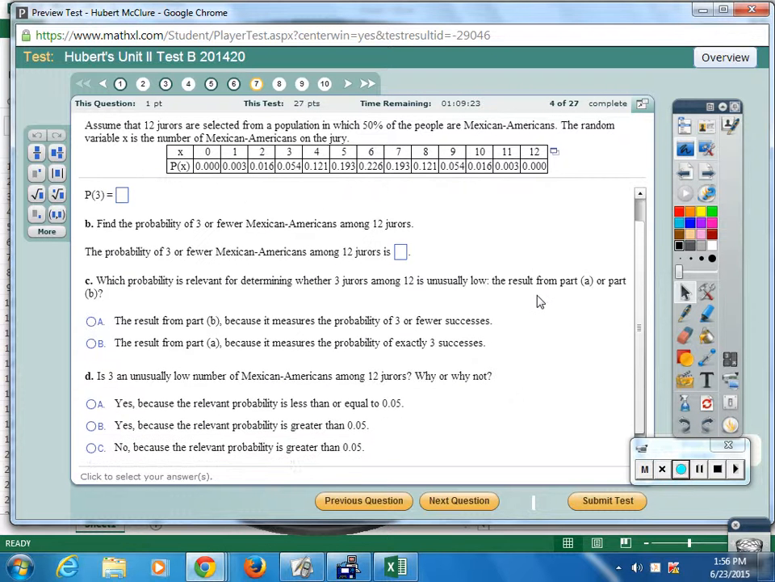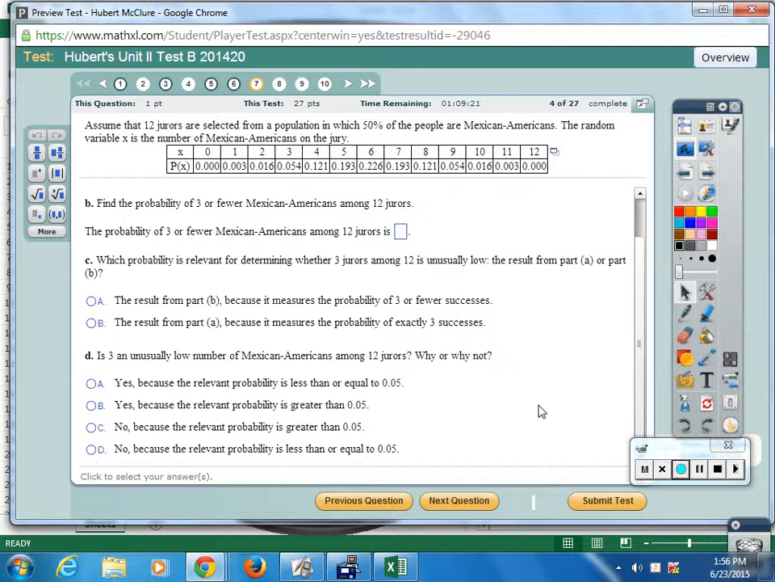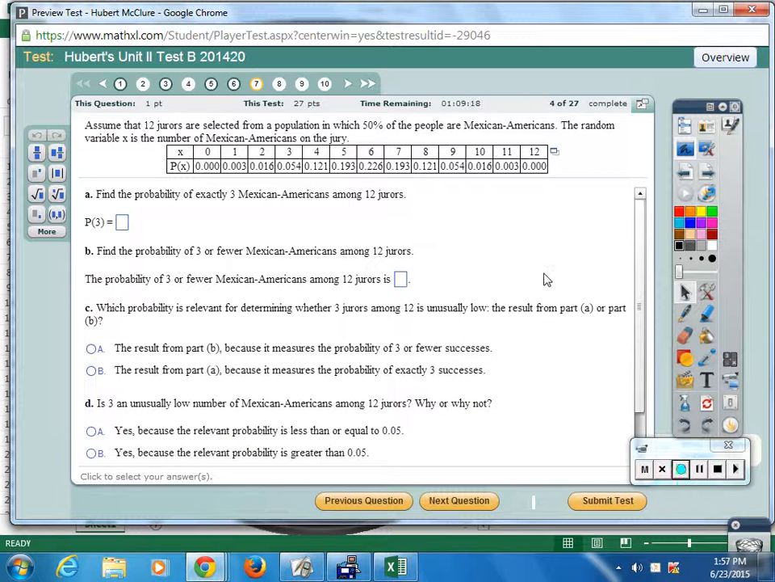I didn't want this question on there. Okay, I'll give y'all this question, but I'll show you how to do it. This is fairly an easy question. Find the probability of exactly 3 Mexican Americans among 12 jurors. So 0.054. That's it. 0.054.